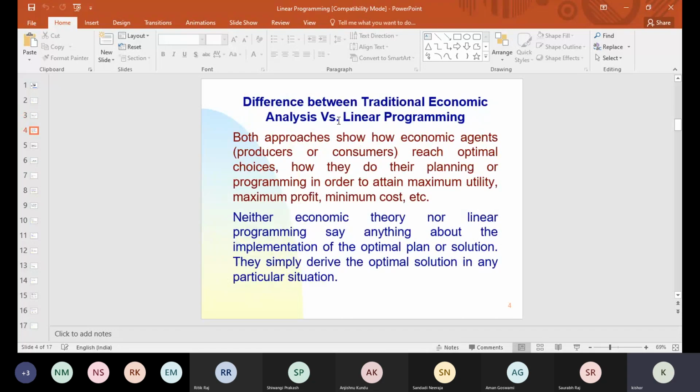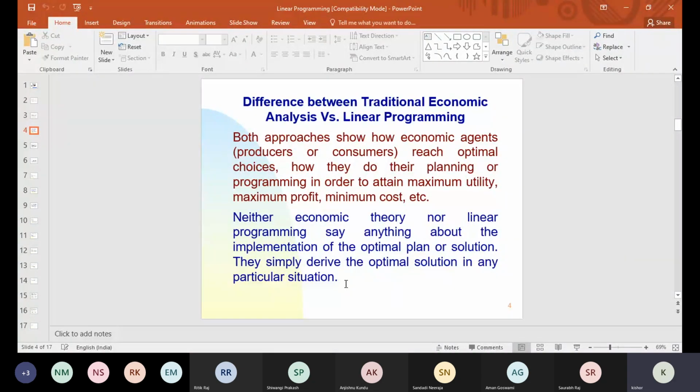So, the difference between traditional economic analysis and linear programming. Both approaches show how economic agents reach optimal choices. Economic agent means producer and consumer, and how they do their planning or programming in order to attain maximum utility, maximum profit, minimum cost. These are objectives. Sometimes utility maximization may be your objective. But neither economic theory nor linear programming says anything about the implementation of the optimal plan or solution. They simply derive the optimal solution in a particular situation.